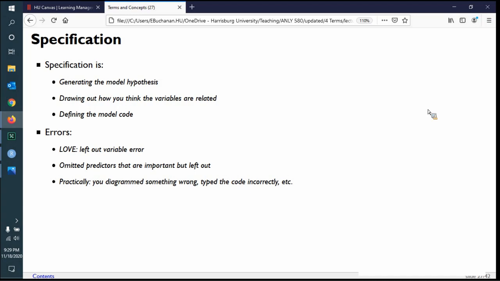And then practically, error-wise, we just have to make sure that we diagrammed what we expected to. We didn't switch X and Y. You didn't forget to specify the identification correctly, which is the next slide we're going to get into. Basically, you just want to make sure you programmed it right.